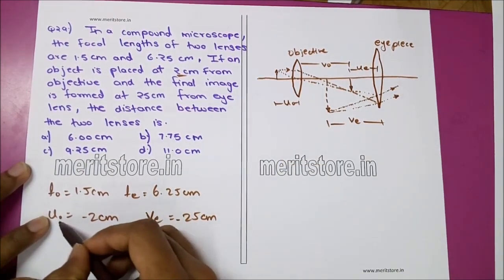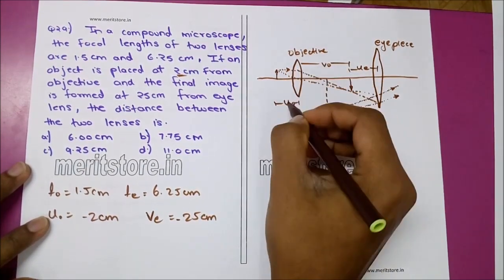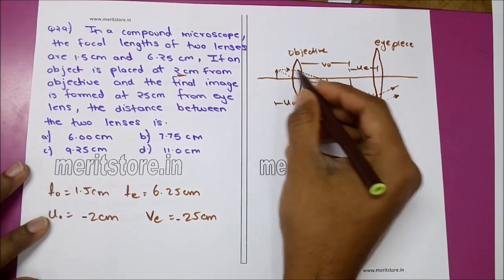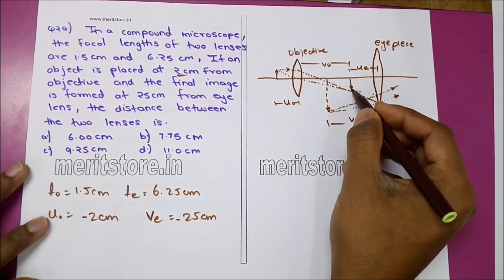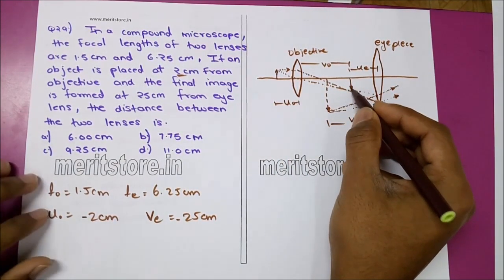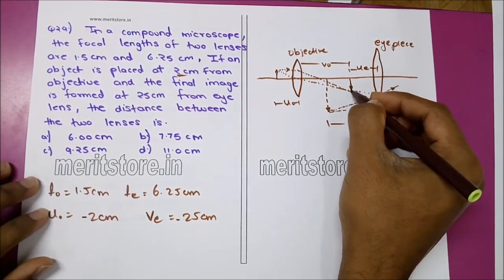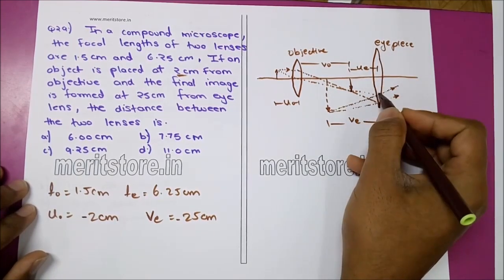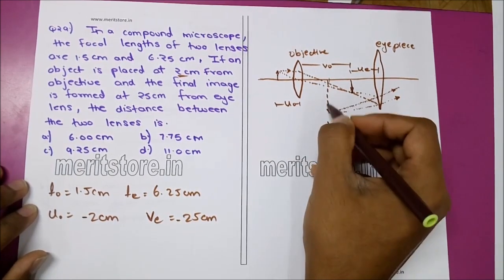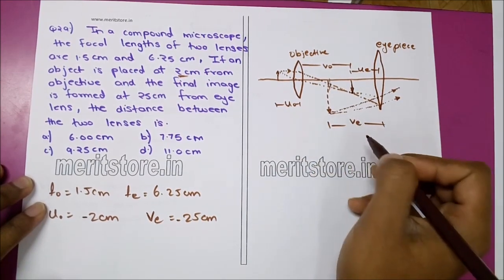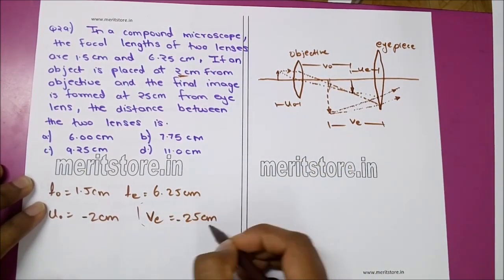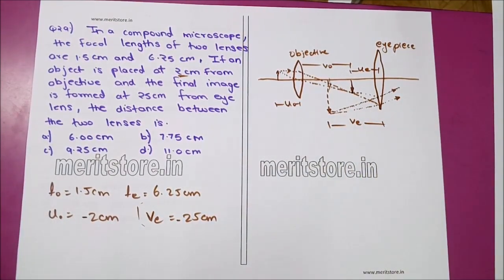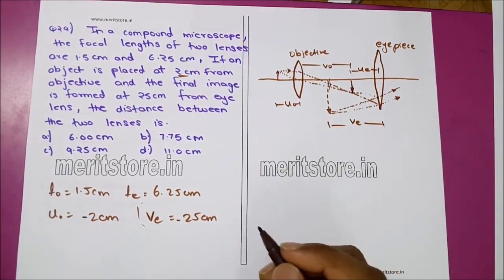Now the object is placed towards the left of the objective lens, hence it is negative, 2 centimeters. This forms a virtual image over here. This forms a real image over here, and this real image serves as the source for the eyepiece, due to which a second virtual image is formed at a distance of VE. So the final VE is at a distance of 25 centimeters. However, since it is to the left, we take it as negative.